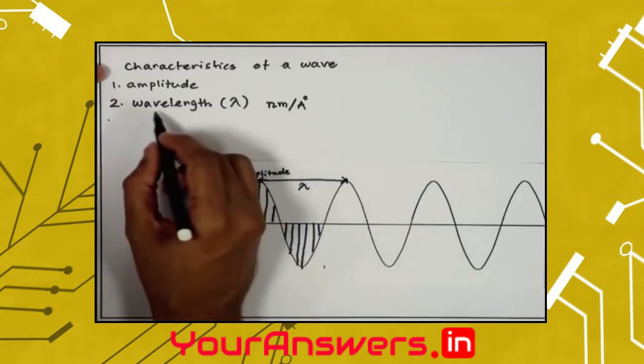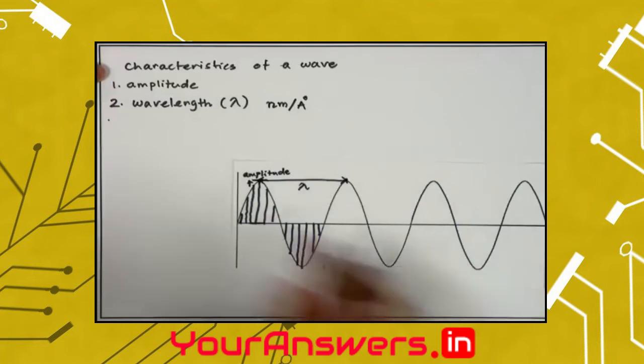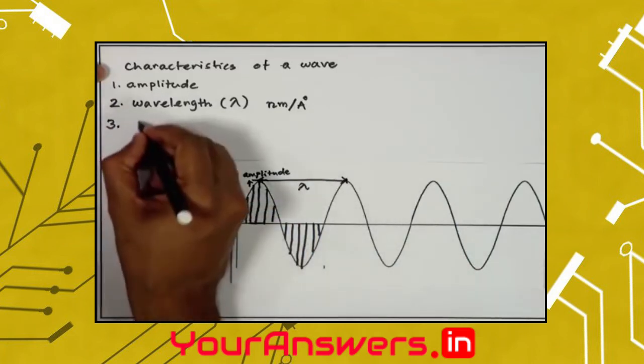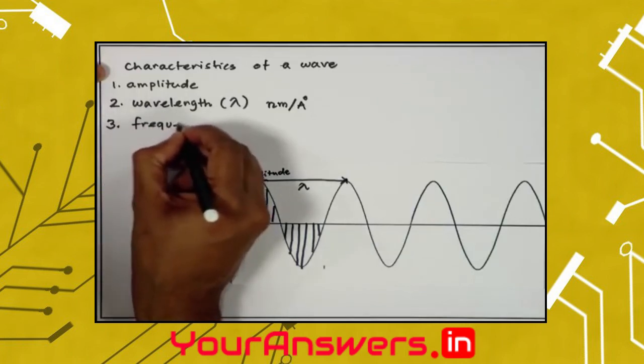If we know the wavelength, we already have a lot of information about the wave, but then we will often come across another term, and that is called frequency.